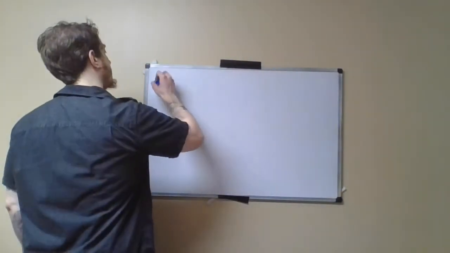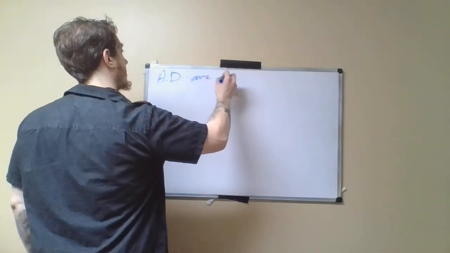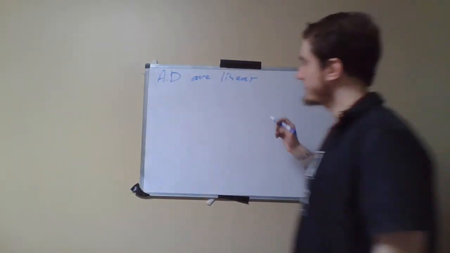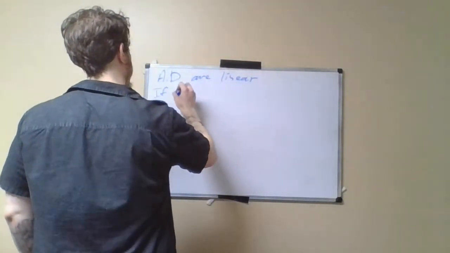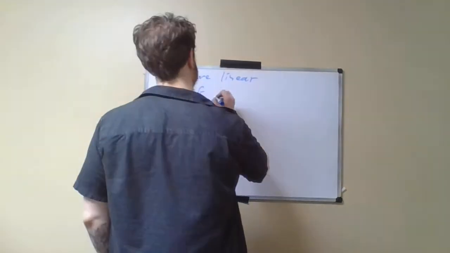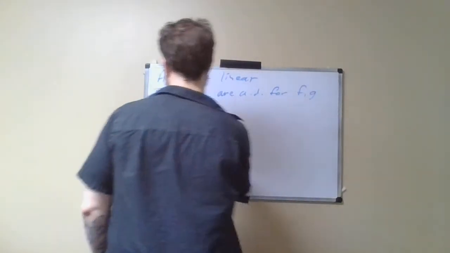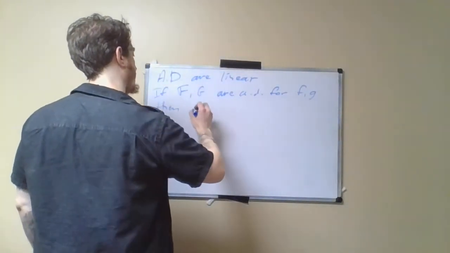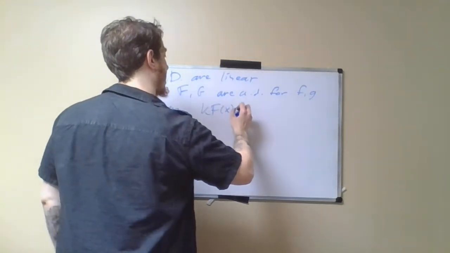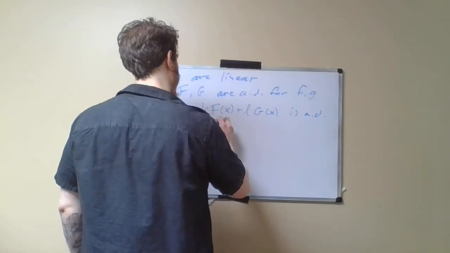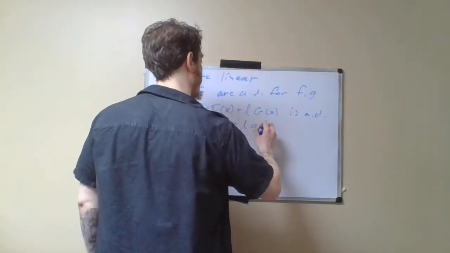The other thing that we know about antiderivatives is that taking antiderivatives is linear. So if capital F and capital G are antiderivatives for little f and little g, then k times capital F of x plus L times capital G of x is an antiderivative for k times little f of x plus L times little g of x.